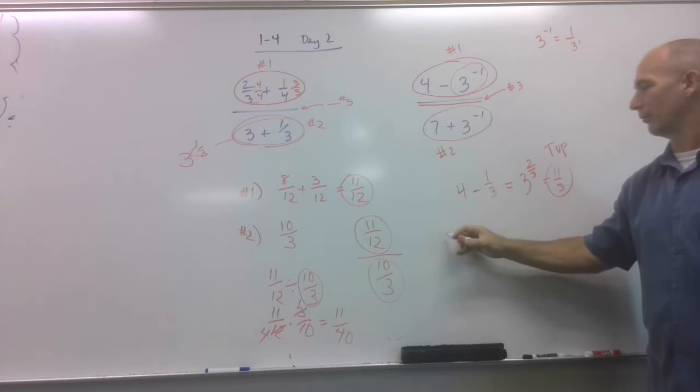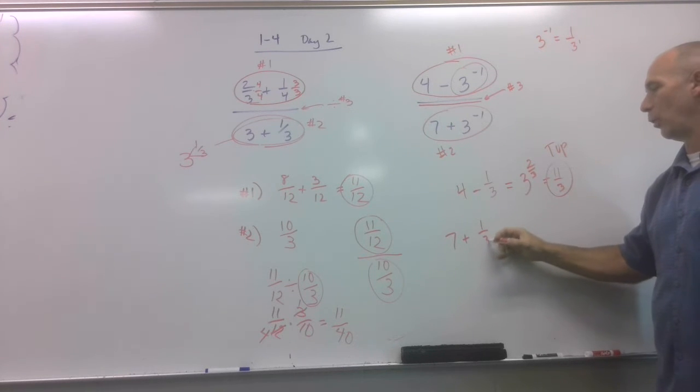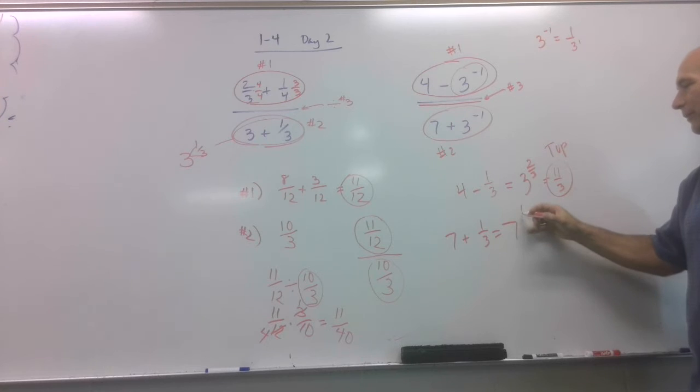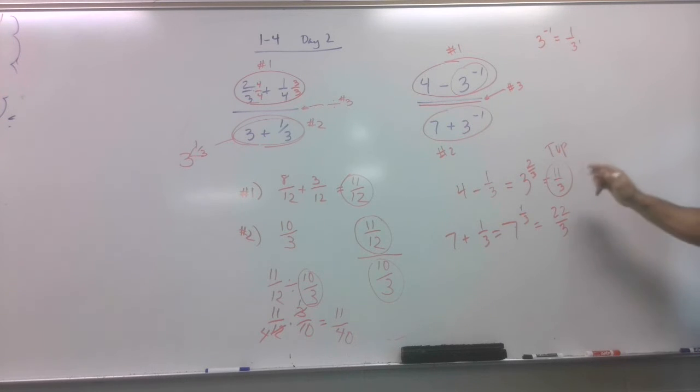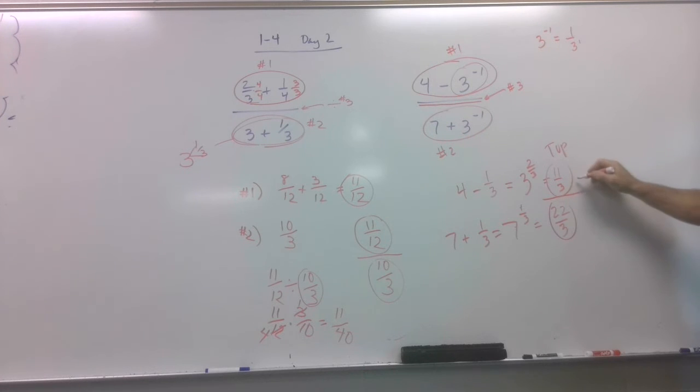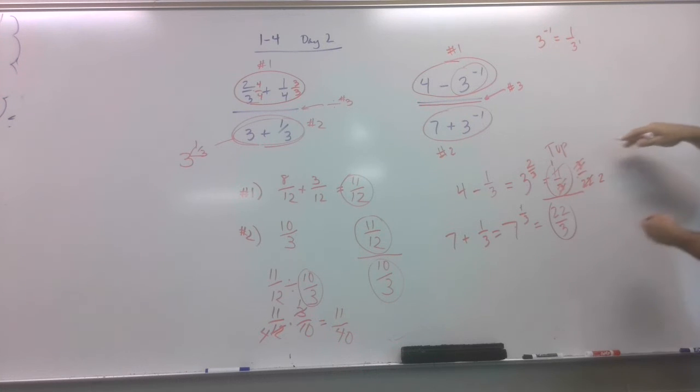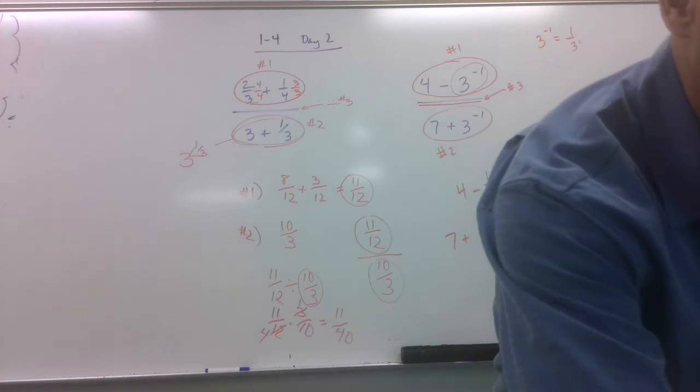I'll do the same thing here. 7 plus 1/3. Well, that's just 7 1/3. 3 times 7 is 21, plus 1 is 22/3. Now, really, it's 11/3 over 22/3. So what do I do with the bottom? I flip it, and I multiply. So these cancel, and then 11 goes into 11 once, 11 goes into 22 twice. So then I multiply straight across, and I get a half. So there's that. There'll be a few of those on your homework.